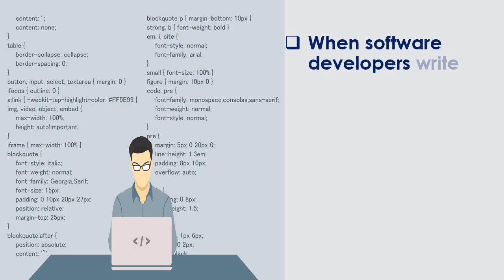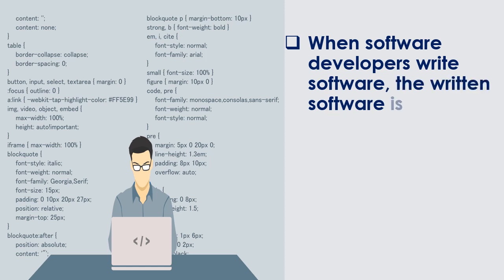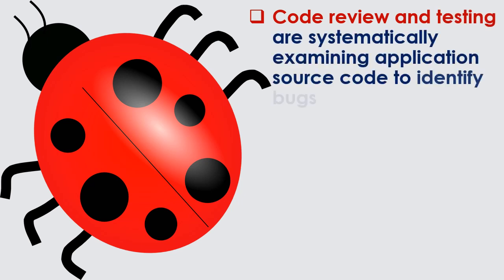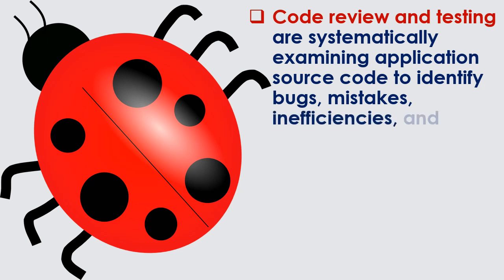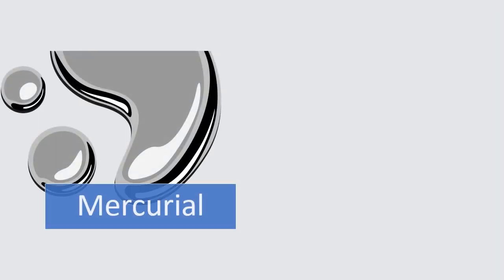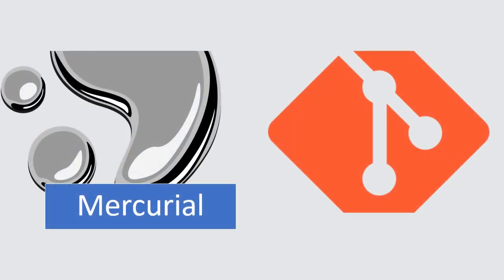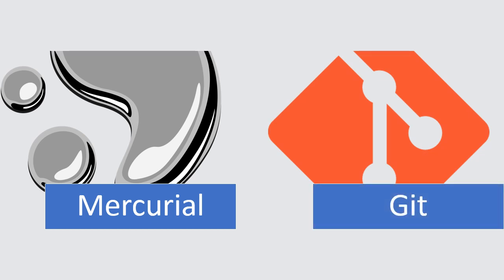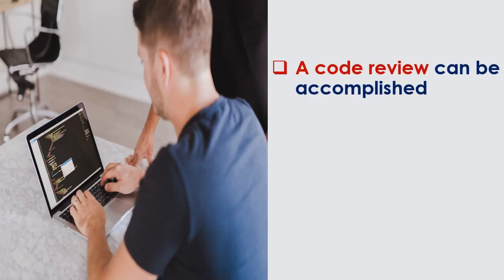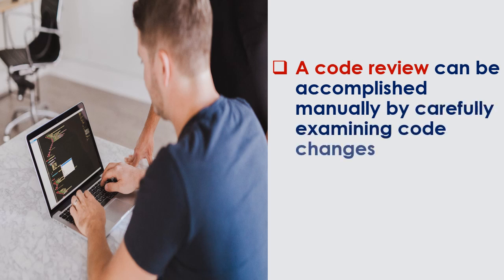When software developers write software, the written software is referred to as code. Code review and testing are systematically examining application source code to identify bugs, mistakes, inefficiencies, and security vulnerabilities in software programs. Online software repositories, such as Mercurial and Git, enable software developers to manage source code in a collaborative development environment. A code review can be accomplished manually by carefully examining code changes visually.